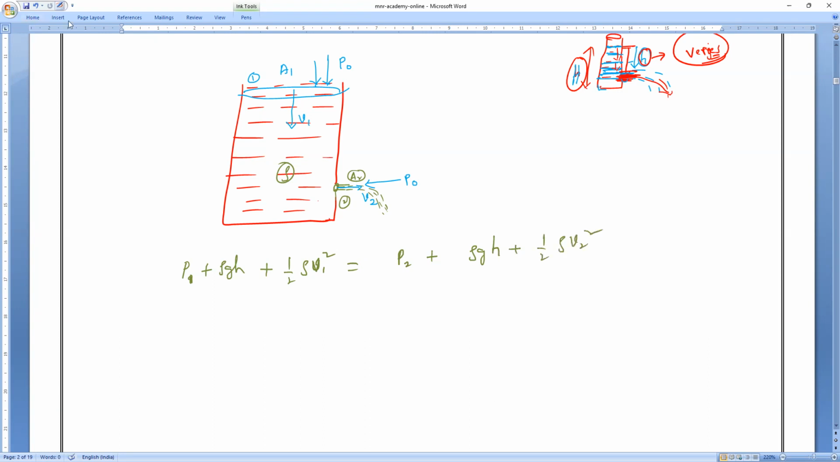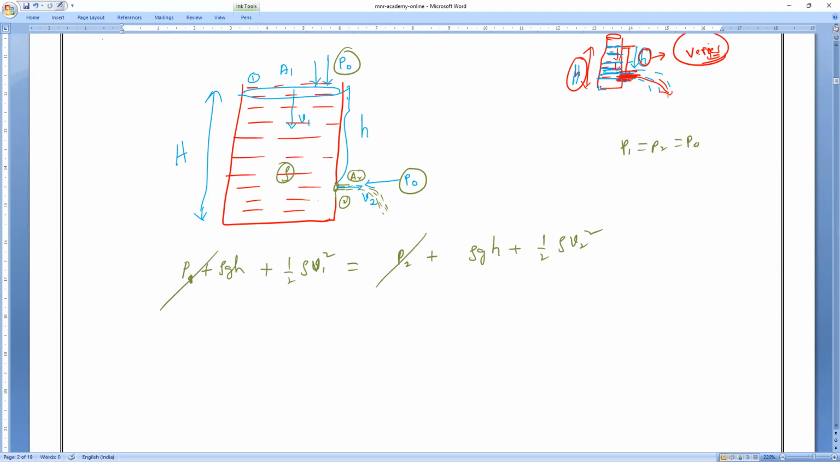Let me take the total height of this fluid before the hole as capital H, and the height after making the hole as small h. Now all of you observe, in both places the pressure is atmospheric pressure only. So I can say P1 is equal to P2, which is equal to P0. So both P1 and P2 will get what?